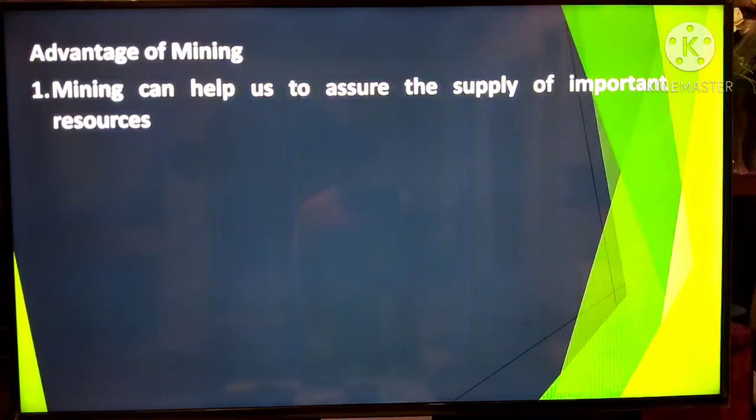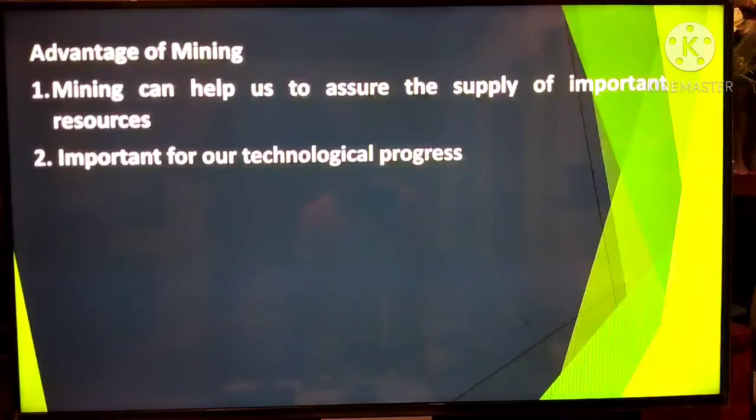The first is that mining can help us assure the supply of important resources. Yes, it is because numerous industries rely on fossil fuels or on metals in their production process. Without mining, we would simply not be able to produce many important goods, and also our mobility would suffer since we still significantly rely on vehicles that use fossil fuels, and without those fuels, many of us would no longer be able to commute by cars. Of course, some of the technologically advanced materials came from mining.